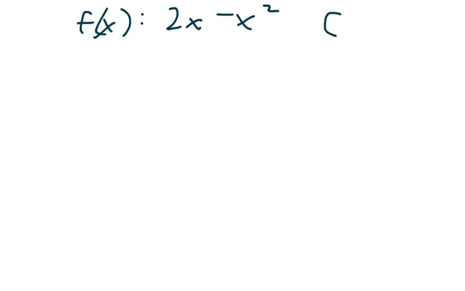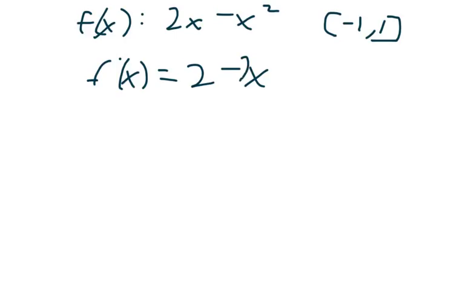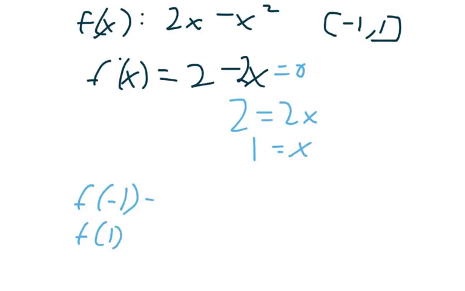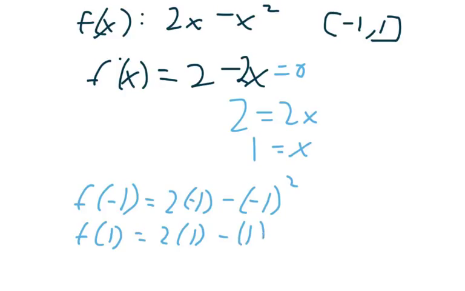Alright, for the next one, we're talking about the absolute maximum on the interval from -1 to 1. So the first thing I'm going to do is take the derivative, which is 2 minus 2x. When I set that equal to 0, we get 2 equals 2x, and x equals 1, which is one of my endpoints anyway. So we need to plug in both of the endpoints. So we got 2 times -1 minus -1 squared, and 2 times 1 minus 1 squared. This turned out to be -3, and this turned out to be 1, and since we are looking for the absolute maximum, it is at the point (1, 1).